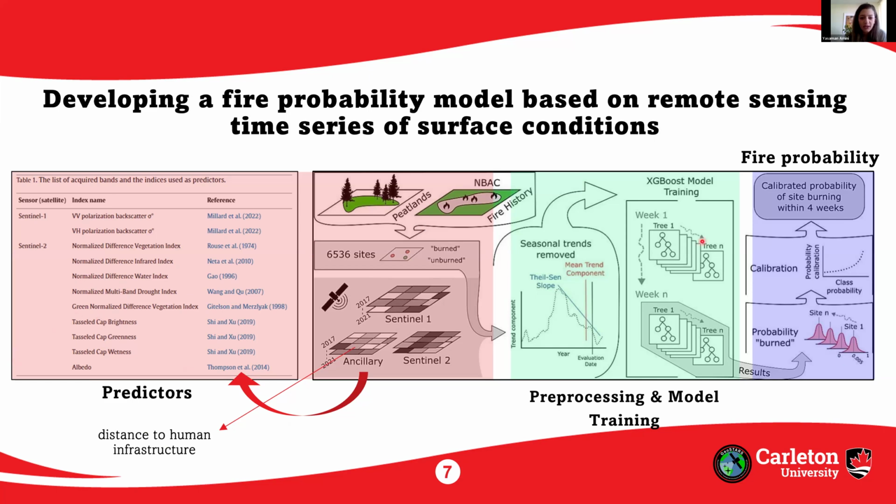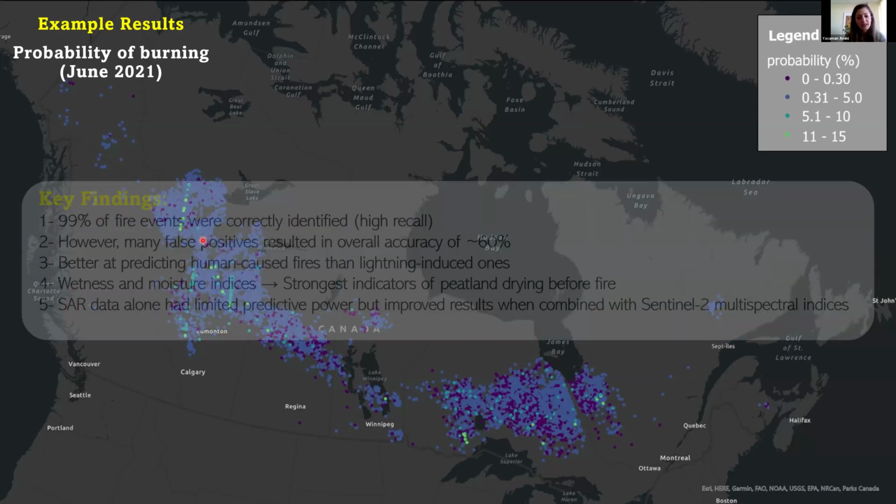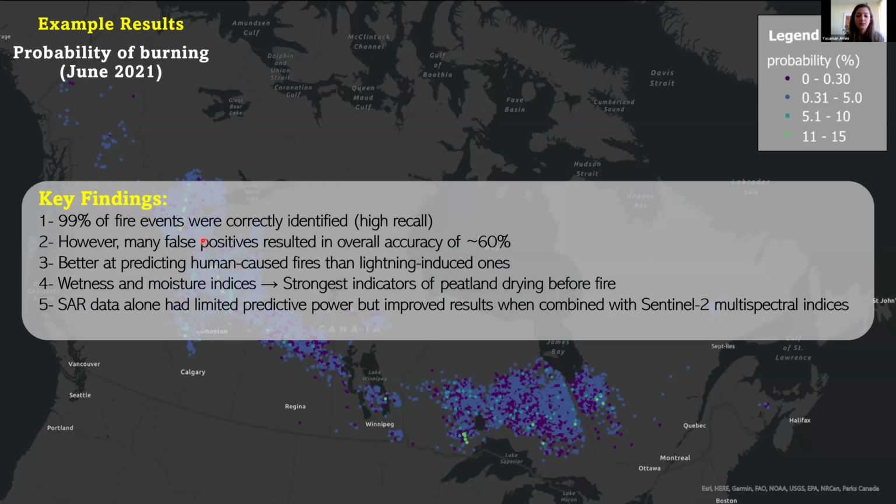To estimate fire probability at peatland locations, we use an algorithm called extreme gradient boosting. We also included distance to human infrastructure as a predictor, which helps the model better account for human-caused fire. Here's an example of our result showing the probability of burning for June 2021. The model correctly identified most of the fire events, meaning that it almost didn't miss actual fires, but there were quite a few false positives, which brought the overall accuracy down to around 60%.